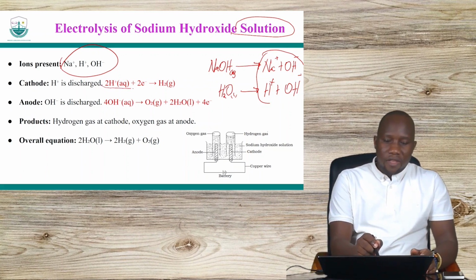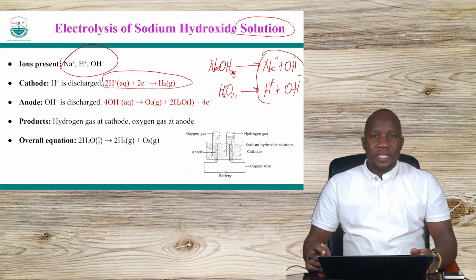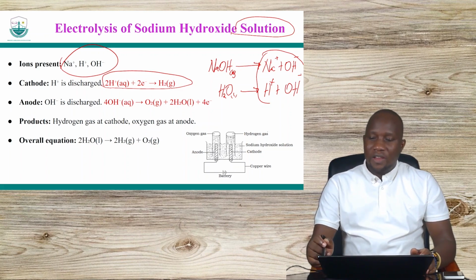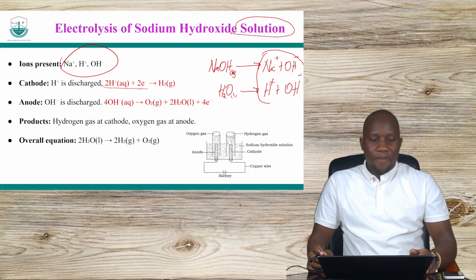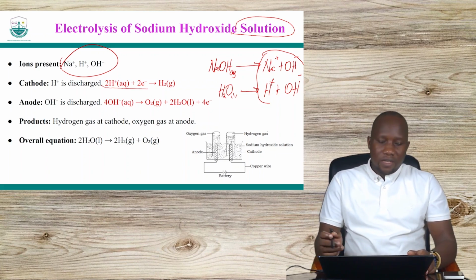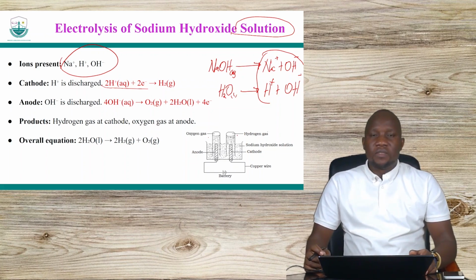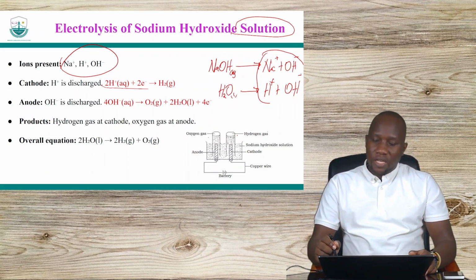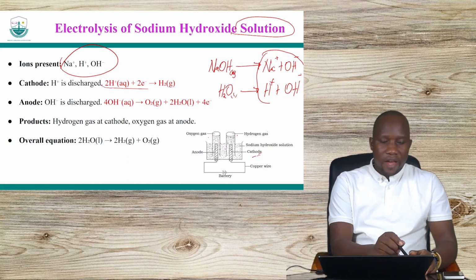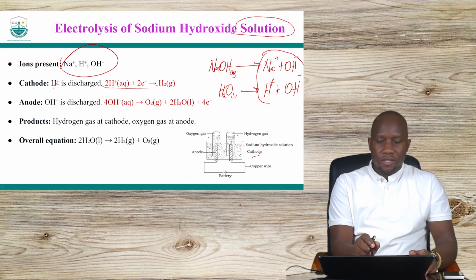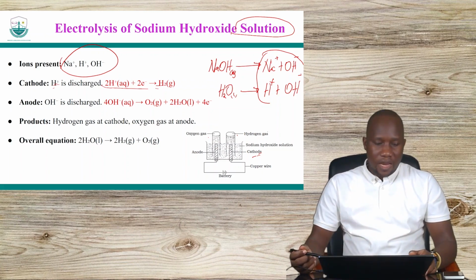So we have this reaction here showing that discharge, and the hydroxide ions are the only negatively charged ions here, so they are the ones that get discharged. That means you will have oxygen and hydrogen being produced. Remember that hydrogen will be produced at the cathode, and oxygen at the anode.